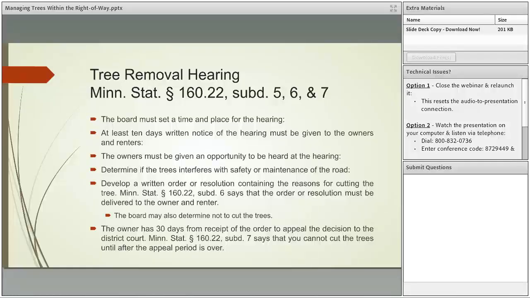The person appealing must also give the court administrator a bond of not less than $500, approved by the court, to pay all costs arising from the appeal. And again, when that appeal happens, the town board will receive notice of that appeal from the court.